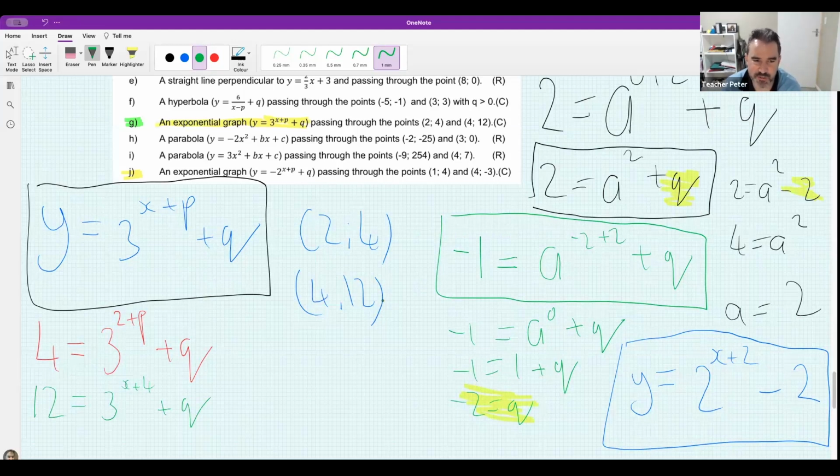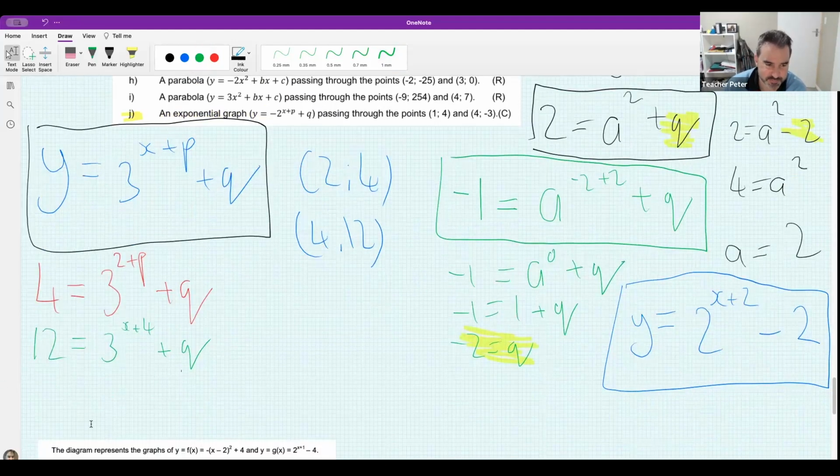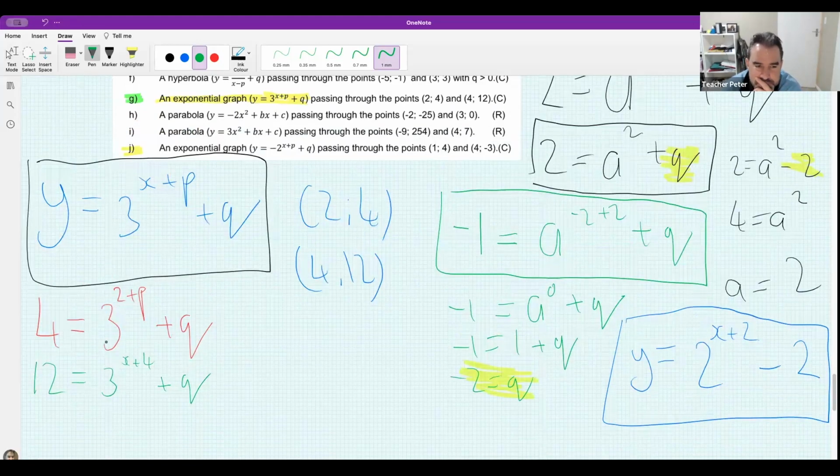Okay, this is actually quite a tricky one. How's it going so far? Okay, but don't worry, this is probably, can you see where it says here, it says C? That means it's a complex one.